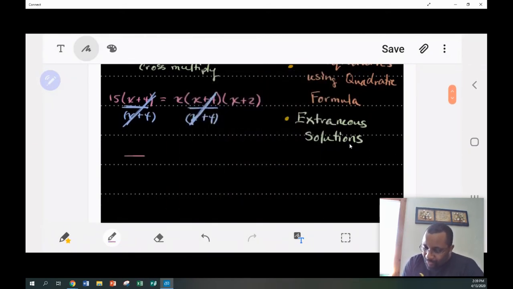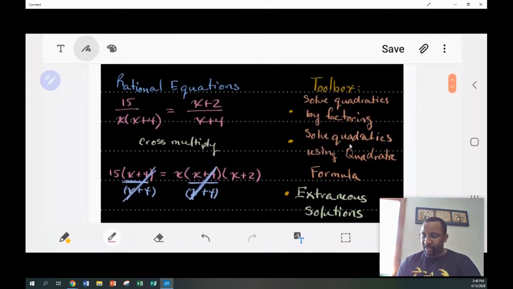So now you end up with 15 equals x times x plus 2. And that's why I didn't want you to actually go through and multiply those. Now you will. So now you're going to go ahead and get x squared plus 2x. And on this side is 15.